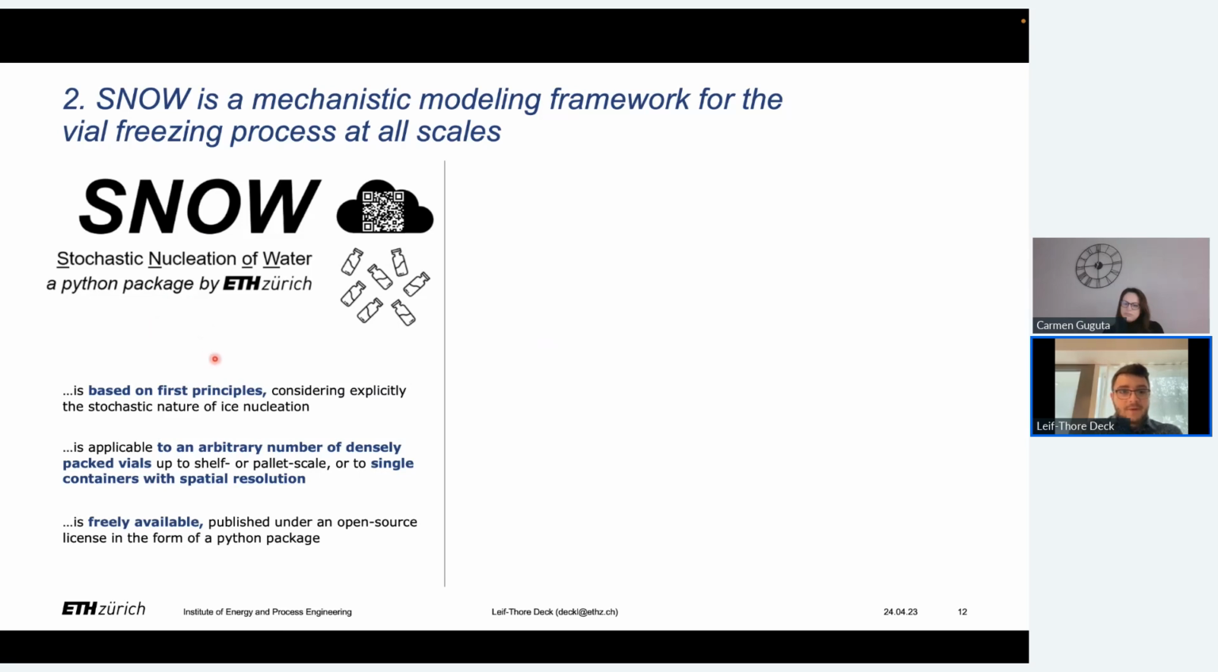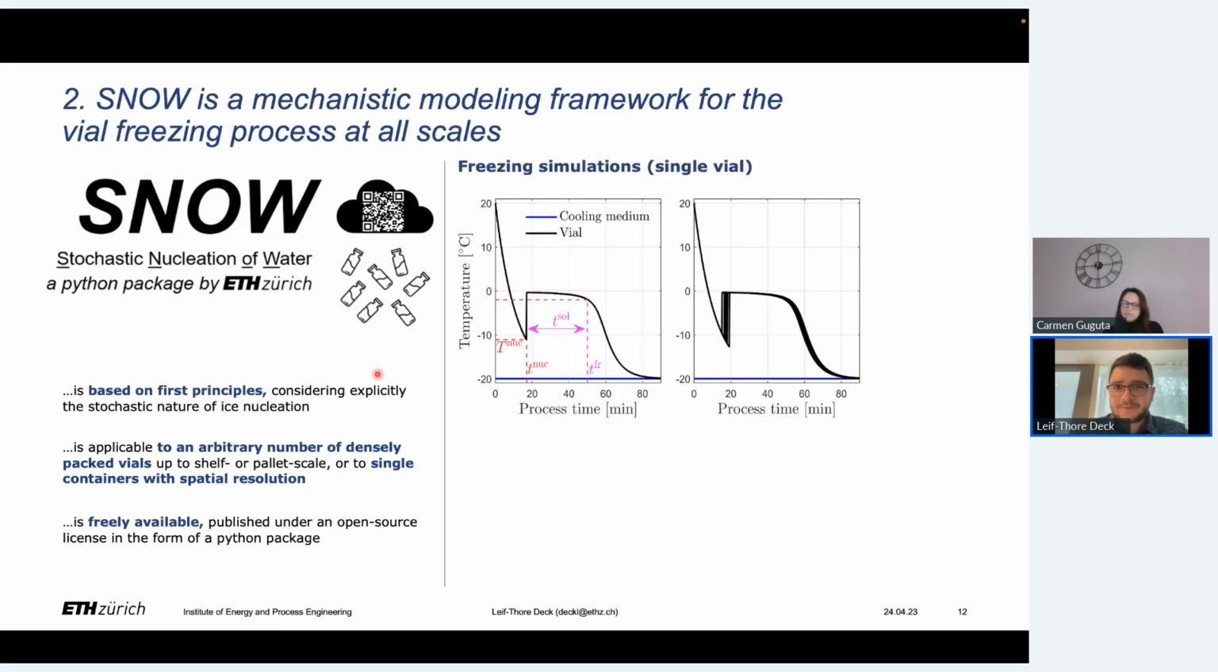This model is based on first principles, where we consider the stochastic nature of ice nucleation in the way that I just explained before. But of course, now we also have to combine this with a heat transfer model to describe the thermal evolution in these vials. It's applicable to an arbitrary number of vials, on the one hand really large-scale, to a shelf or pallet of vials, or to a single vial with spatial resolution. And again, it's available open source as a Python package.